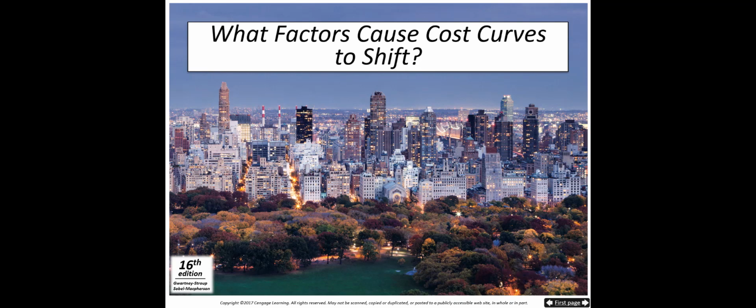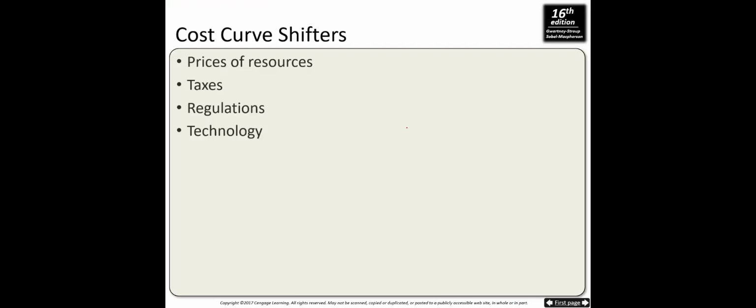And the last two parts we are going to talk about very briefly. What factors cause cost curves to shift? Prices of resources: when prices of resources are higher, cost curves shift. Taxes: it becomes more expensive to produce when you have higher taxes. So again, cost curves are going to shift, which means costs are going to increase more. Regulations, costs are going to increase more. Technology, if it's a cost-saving technology, then it's going to reduce the cost curve.